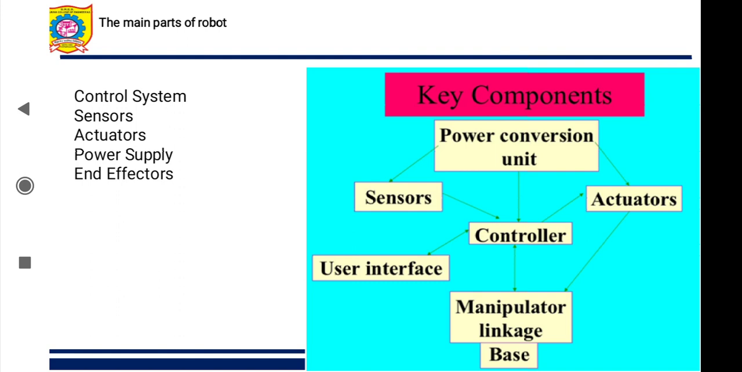So the main focus of this video is on the parts of a robot. Okay, so you can see in the diagram. On the slide you can see the main parts of a robot include control systems, sensors, actuators, power supply, and effectors. So we'll see them one by one. Okay, so initially we have the control system, or you can say a controller.